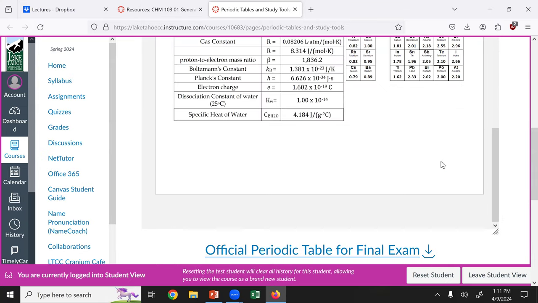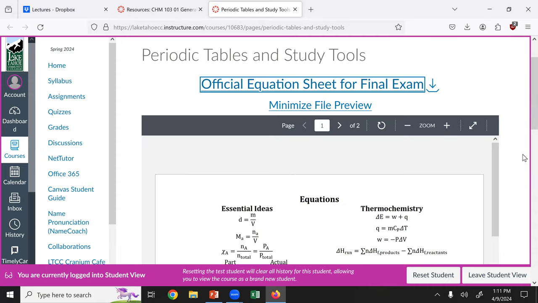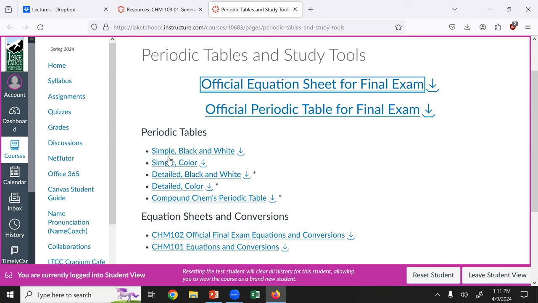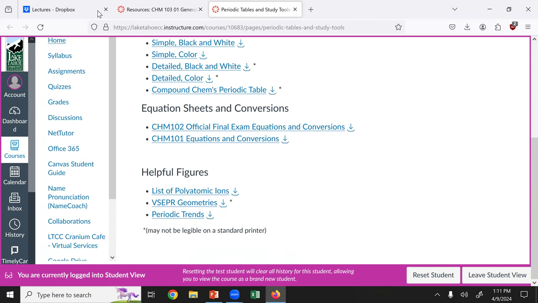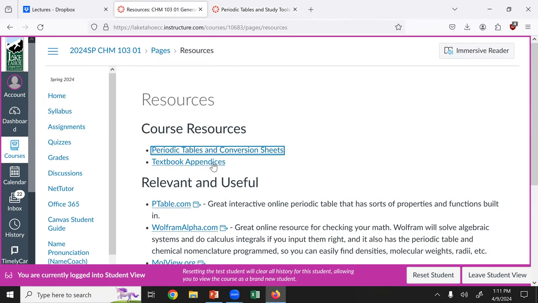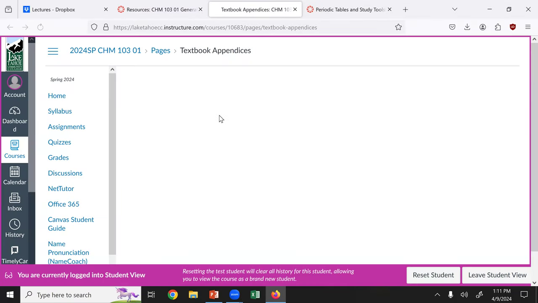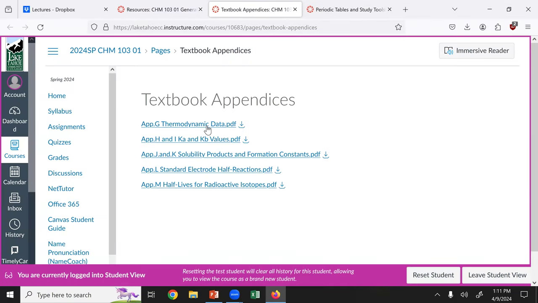Should look pretty similar to what you've seen before. I believe it's the same equation sheet probably that Carl was using. Other periodic tables, other random stuff. And I also cut out the appendices. These might be for the first edition.